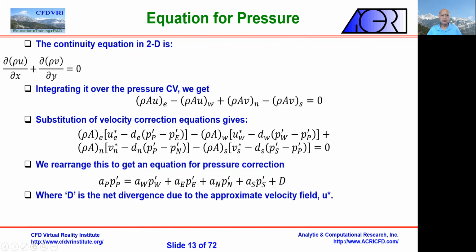What we do now is we go to the continuity equation. And in the continuity equation, we substitute for these values. And wherever there is U, we replace it with U star and P prime, right? So when we do that, again, we get an equation, which now gives an equation for pressure, where it is AP, UP prime, and all these influence coefficients for the neighboring nodes, and the divergence of the velocity field called D. Okay, it's the net divergence because we did not satisfy continuity with the approximate solution we assume.